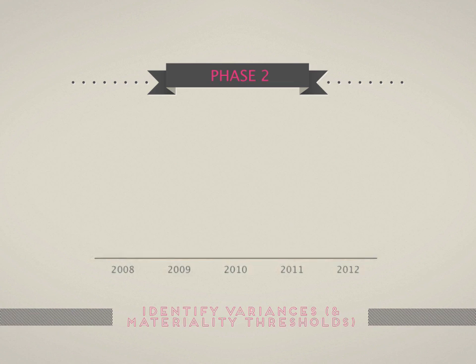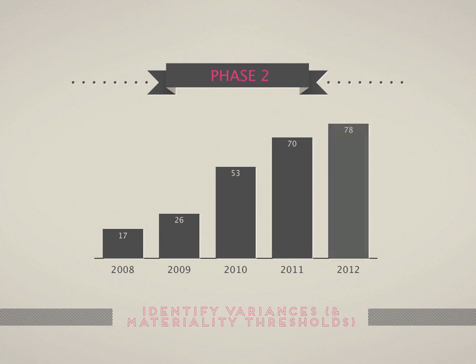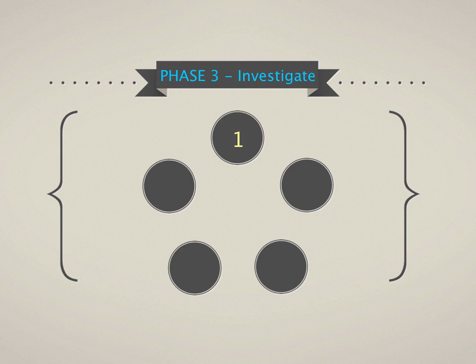Then we're going to identify the threshold, the variances, and obviously if the variance isn't big, then the materiality threshold pops in and we wouldn't check if it was underneath materiality. And then we investigate the differences.